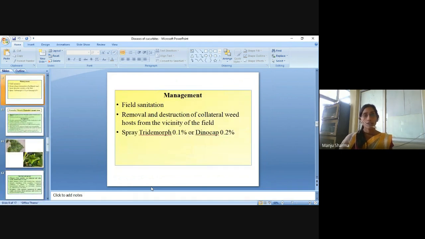Now their management: field sanitation, removal and destruction of collateral weed hosts from the vicinity of the field. Then spray of tridemorph 0.1% or dinocap 0.2%.